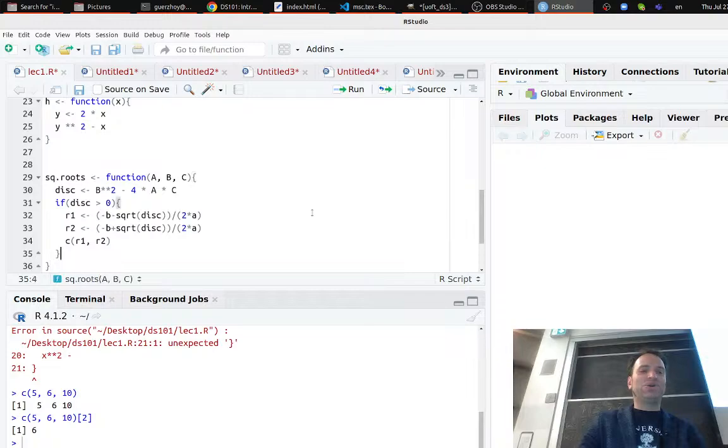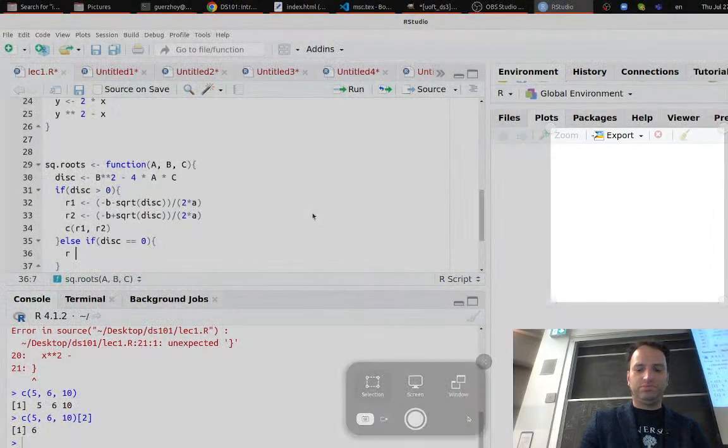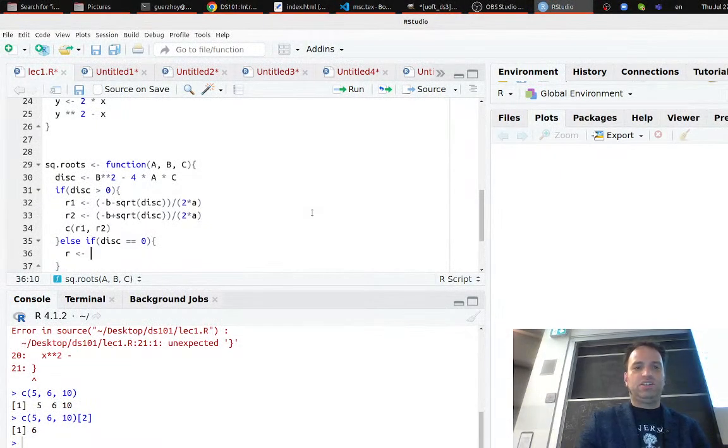So back to the square roots, and we'll go over it again in a second. If the discriminant is 0, then there is just 1 root. It's the same formula, except the discriminant is 0, so you don't need the square root of 0, right? So it's just minus b divided by 2a.